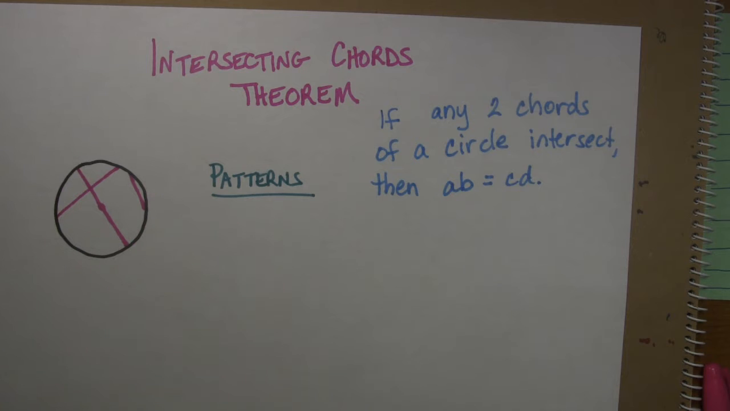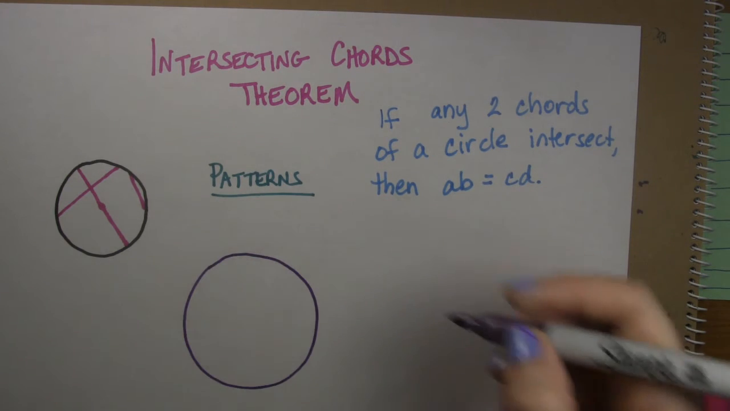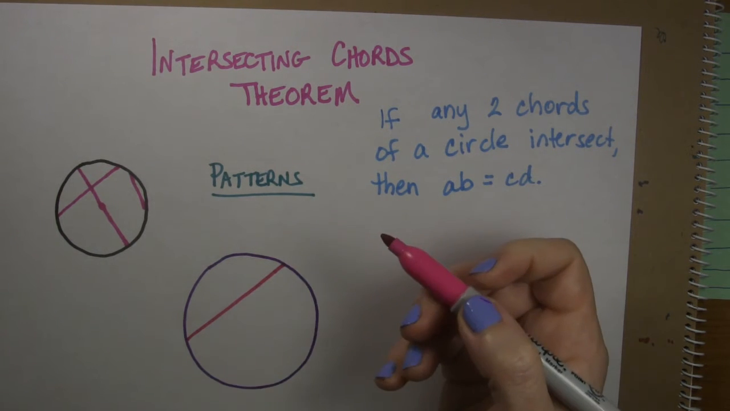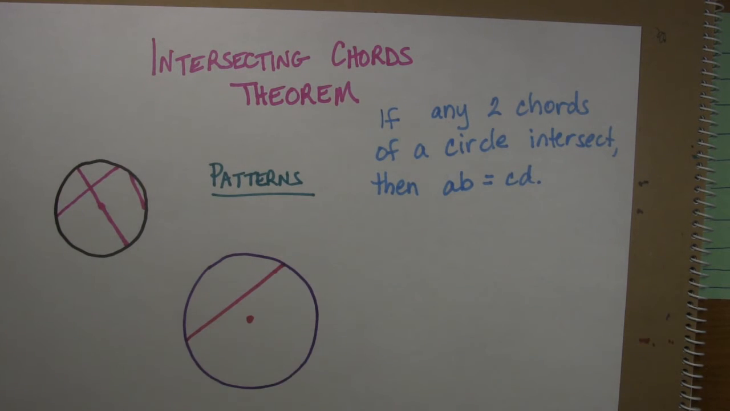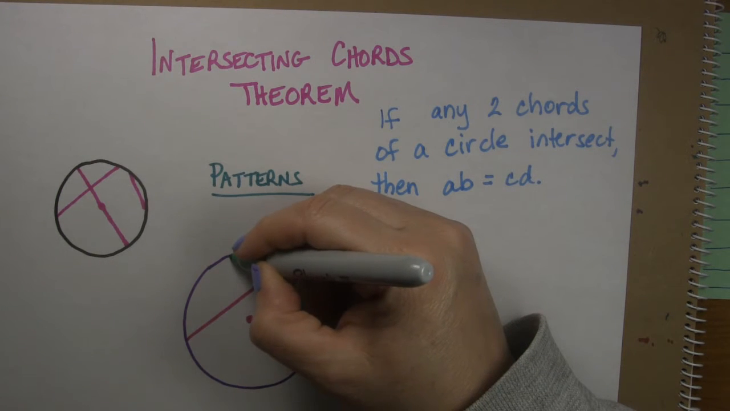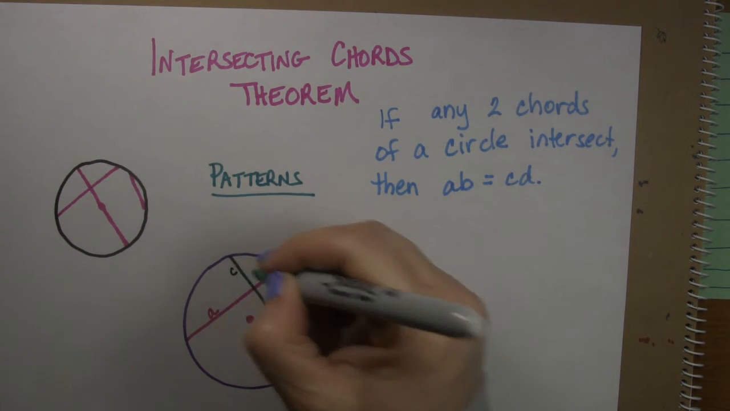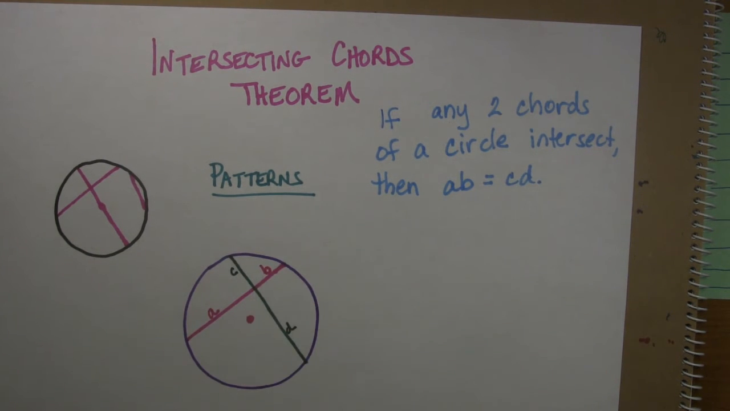While you're writing that, I'm going to draw another circle for us to look at. So here we have a circle, and I'm going to draw two chords. I'm going to draw a pink chord right here, and I also have a green chord right here. And now this is going to get labeled. This is part A of the chord, and this is part B of the chord. And this is part C of the green chord, and this is part D of the green chord.